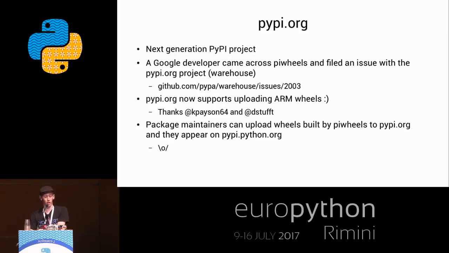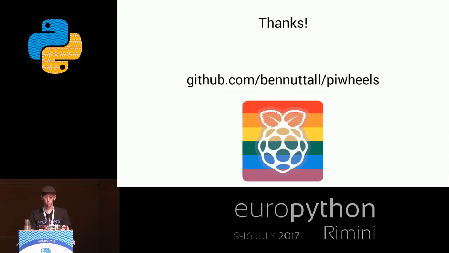Just one last quick thing before I finish: somebody came across this project and asked the developers of the next gen PyPI project if they would allow uploading ARM wheels, and they accepted that. So you can now upload ARM platform wheels to the next gen PyPI, and they appear on the main PyPI website. So take a look at the GitHub project if you're interested, and come and talk to me. Thank you.